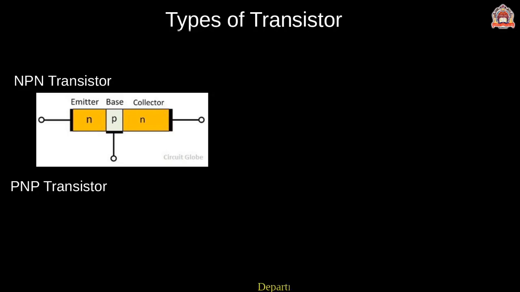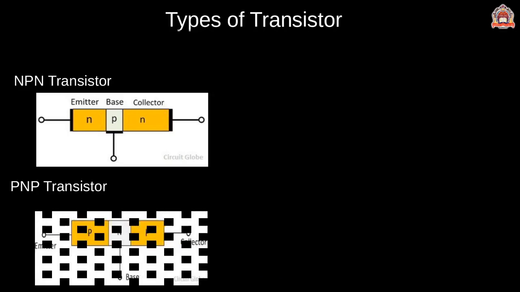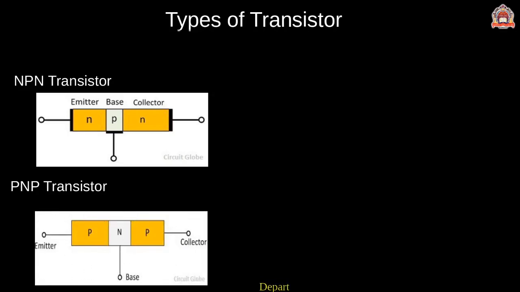And another type, that is the PNP transistor. In the construction of the PNP transistor, the emitter base junction is connected in forward bias and the collector base junction is connected in reverse bias. The emitter, which is connected in forward bias, attracts the electrons toward the battery and hence constitutes the current to flow from emitter to collector.